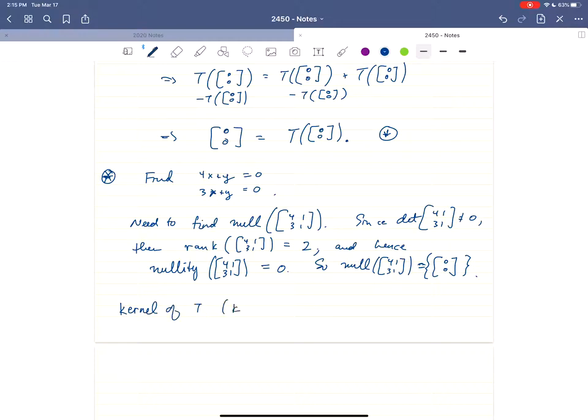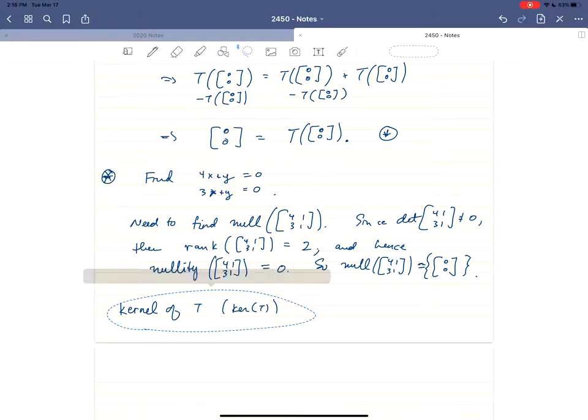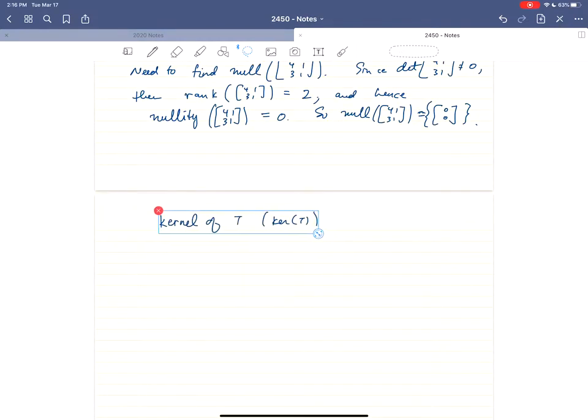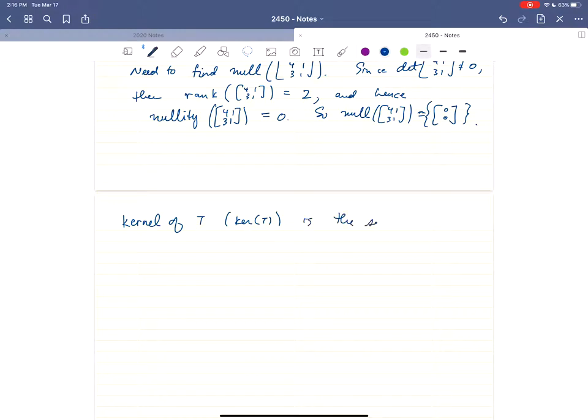Okay, so the kernel of T, denoted ker T. In fact, let me write this on the next page. The kernel of T is going to be the set of vectors. Let's just, again, for now, let's say T is still going to be a linear transformation from R2 to R2. But this is going to be the set of vectors V, so that T of V is the 0 vector.